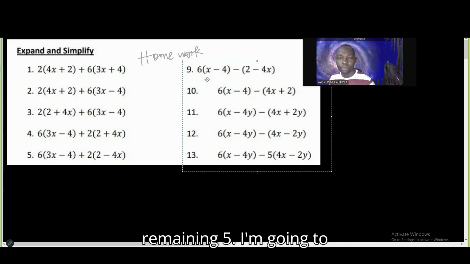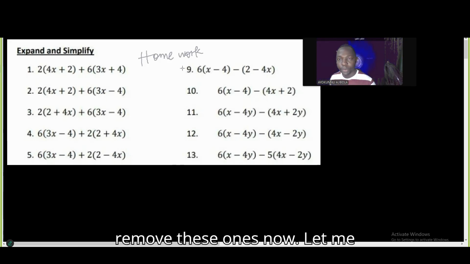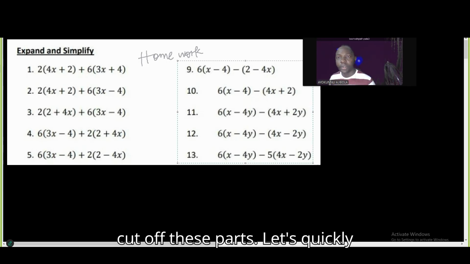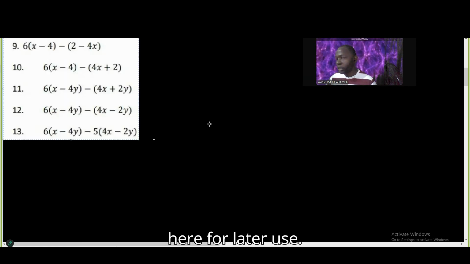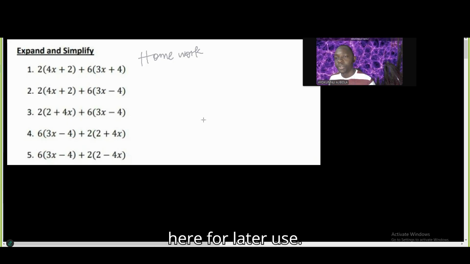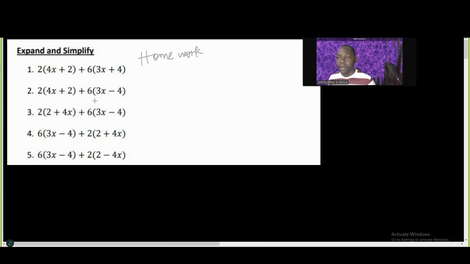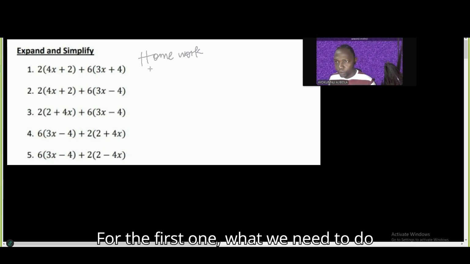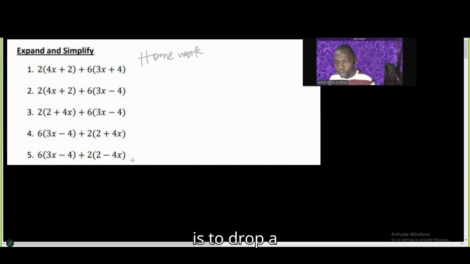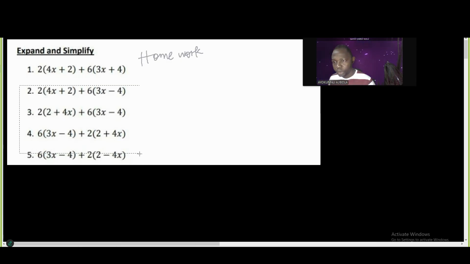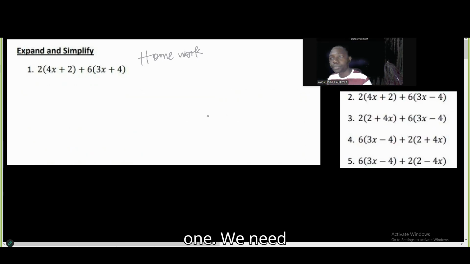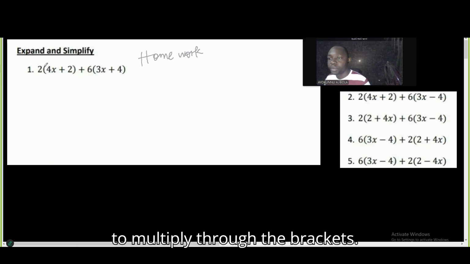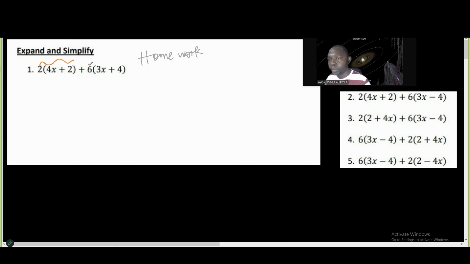Let me try to do maybe 5 of them, then you do the remaining 5. So I'm going to remove these ones now. Let me cut off this part so that we quickly get to them. I'll put them somewhere here for later use. For the first one, we're picking them one by one. We need to multiply through the brackets.